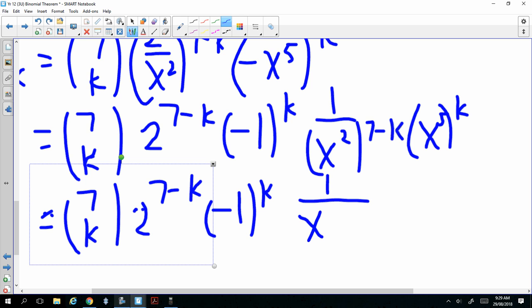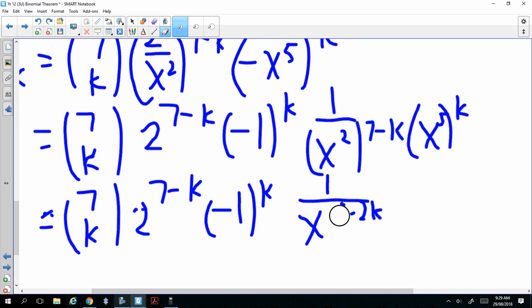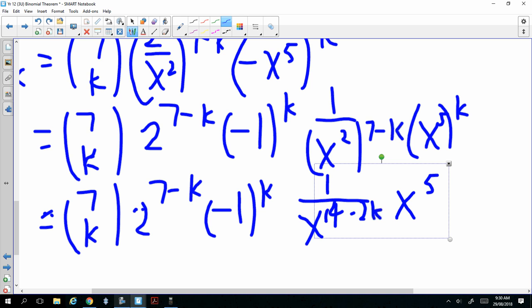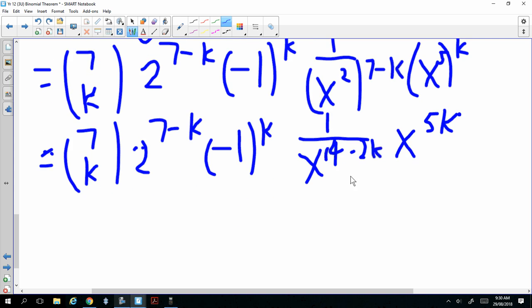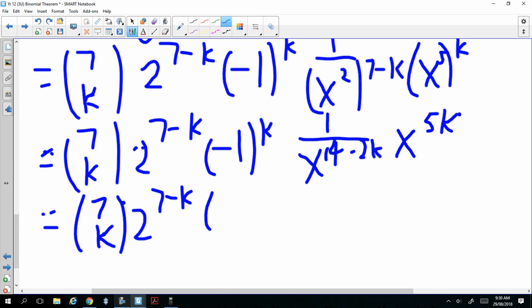Minus 2k, and then you go x power of 5k. Okay, like that. And then we'll keep going. 7 choose k, 2 to the power 7 minus k, negative 1 to the power k. And then you do this, x power 5k minus, in bracket, this thing. So you go 14 minus 2k, like that.